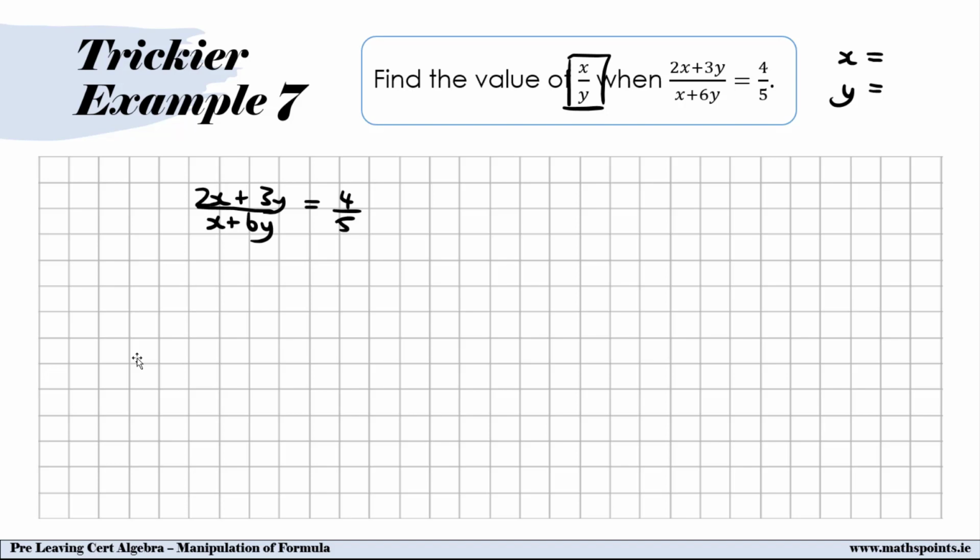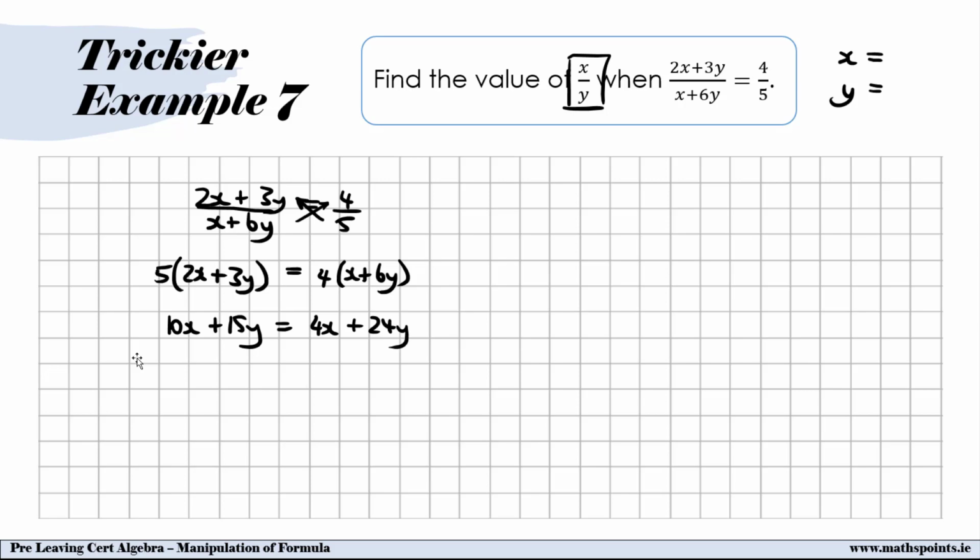So the first thing I'm going to do is cross multiply in this question. I'm going to multiply 5 by 2x plus 3y, and then I'm going to multiply 4 by x plus 6y. So let's go and do that. So 5 times 2x plus 3y equals 4 times x plus 6y. Finding a common denominator in this question and then dropping the common denominator would achieve the same purpose. Multiplying out the brackets, we have 5 by 2x is 10x, 5 by 3y is 15y, equals 4 by x is 4x, and 4 by 6y is 24y.